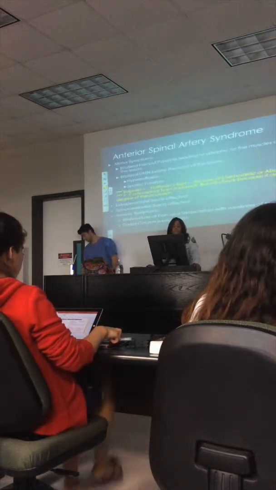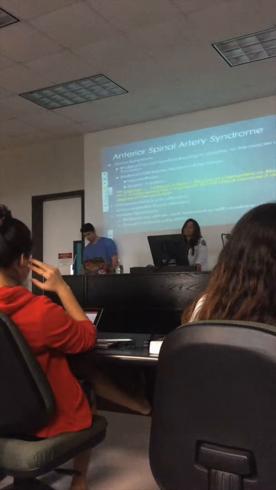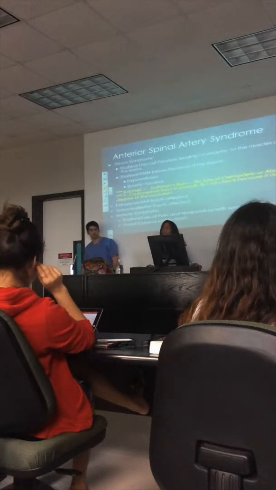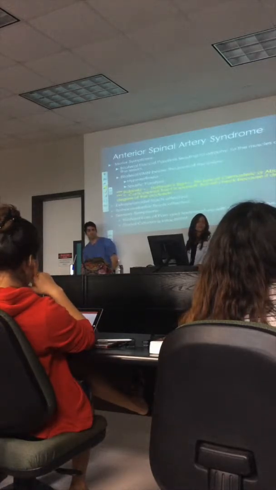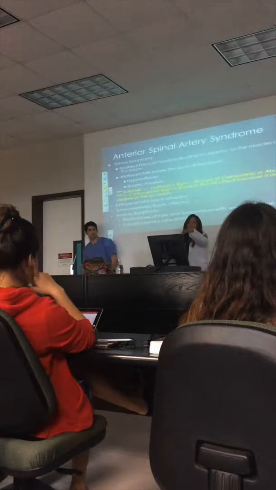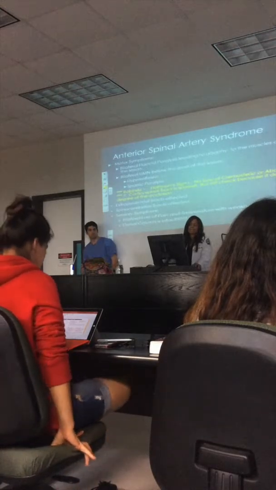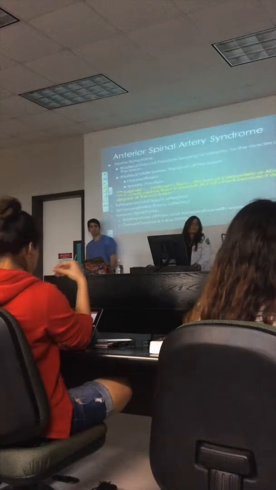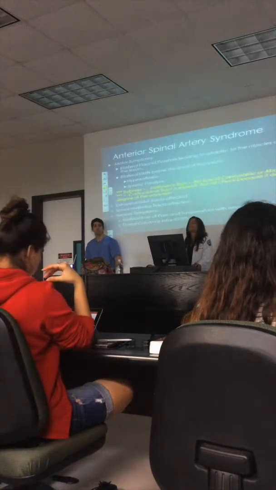So far so good? What are the extrapyramidal tracts? Rubrospinal, tectospinal, vestibulospinal, right? All of those are also affected, but they're masked by the spinothalamic and lower motor neurons. Yeah. No loss of vibration or proprioception. Why?